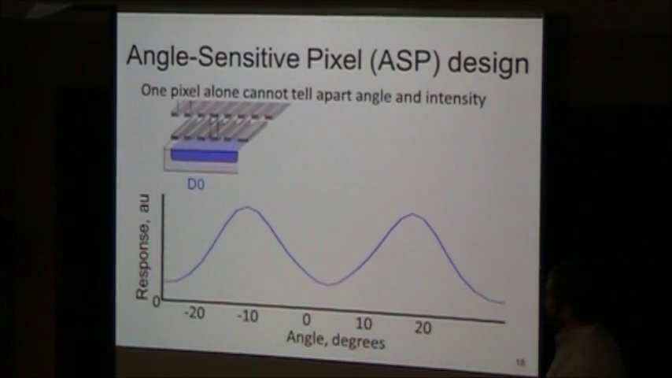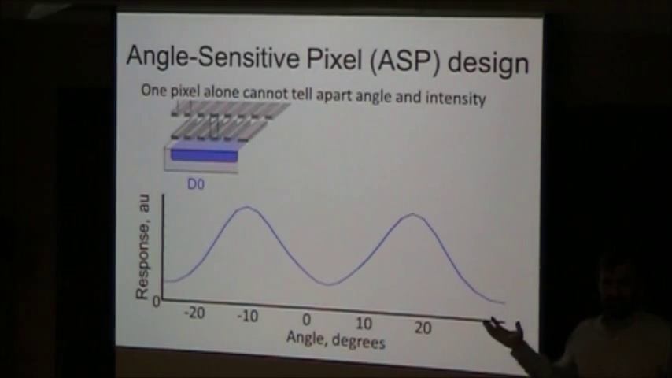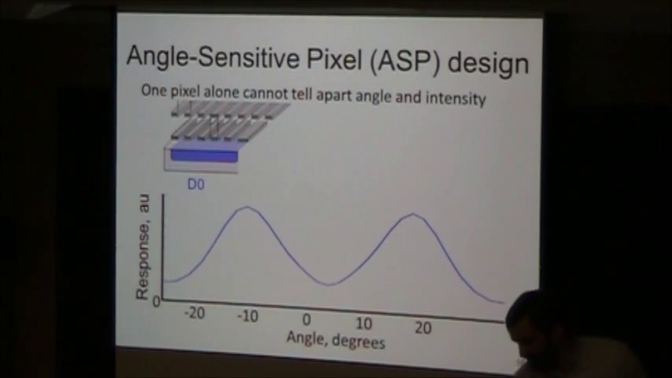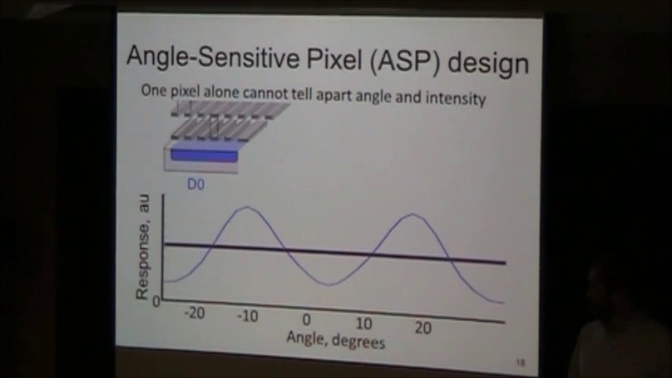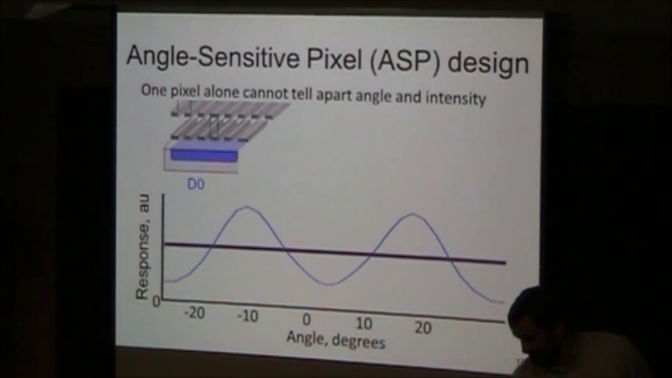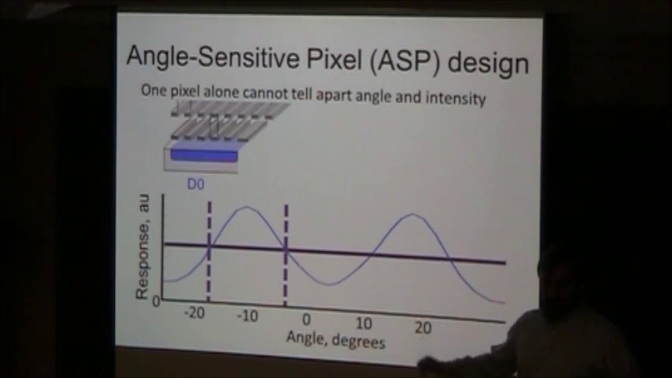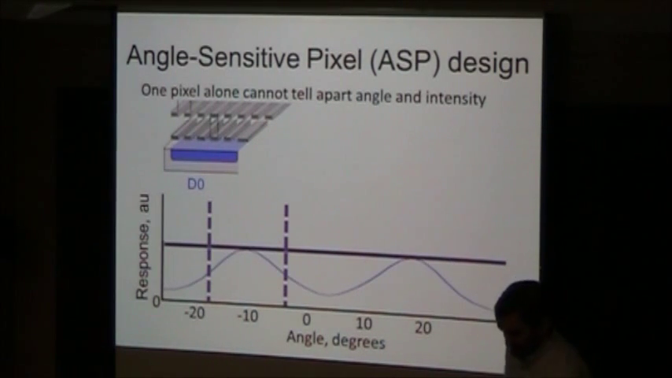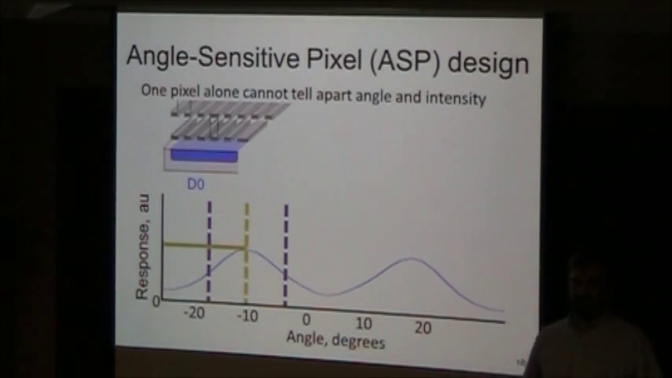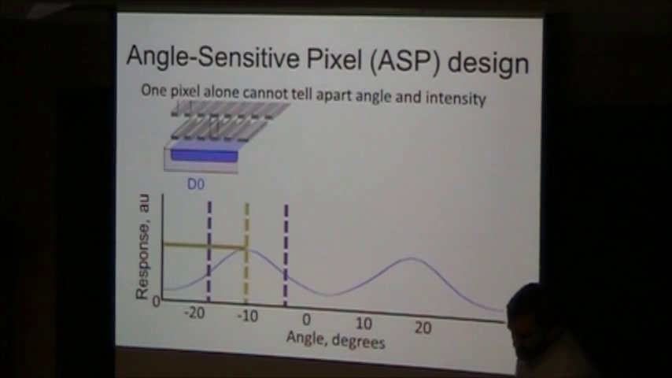Okay, now there's a bit of an issue here, though. If I have just one of these alone, I can't actually tell anything more about angle than I could before. Say I measured this level of response. That could mean a couple things. It could mean I'm at one of these angles, or it could mean things are dimmer and I'm at that angle. And I have no way of knowing. So there's not enough information here to actually extract it.